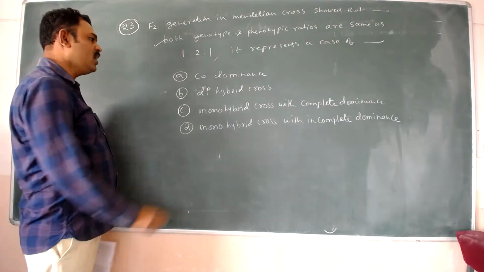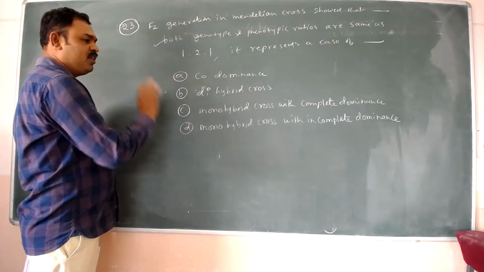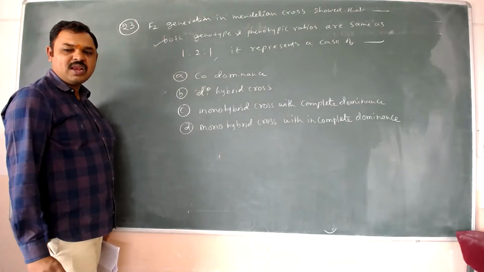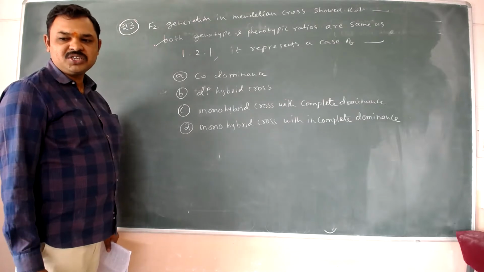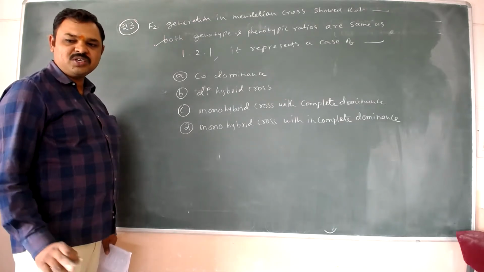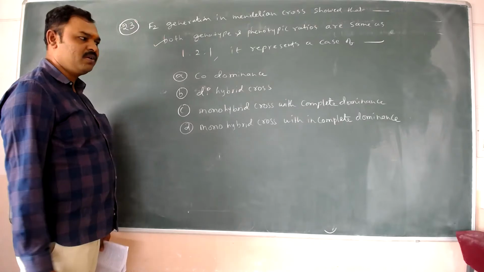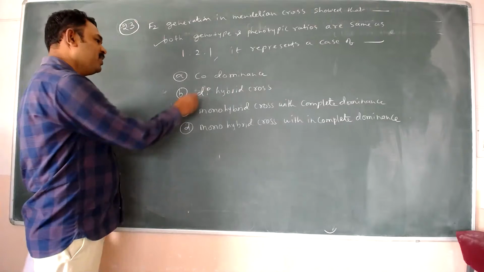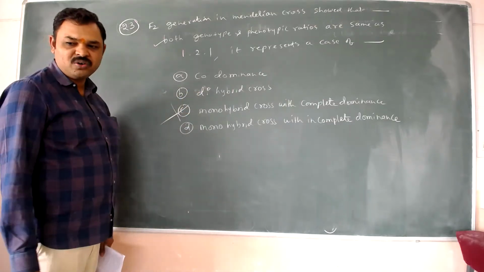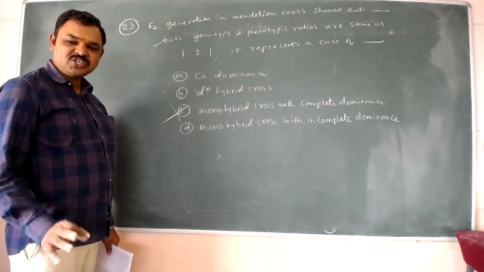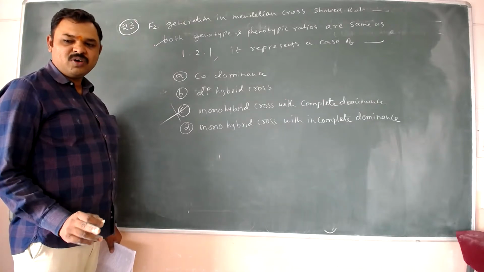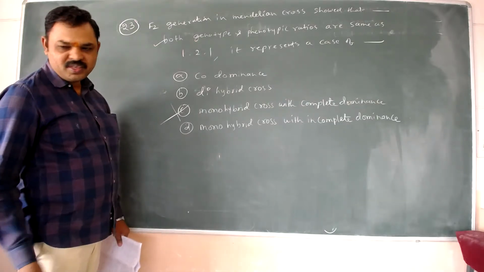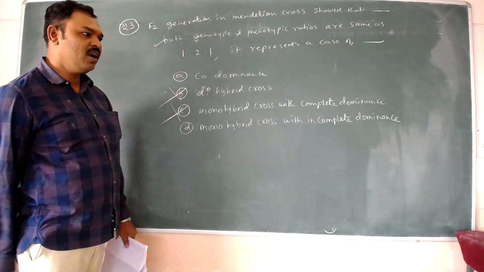You see here phenotypic ratio and genotypic ratio are both the same. Suppose the law of dominance, what is the ratio? Phenotypic ratio 3:1, genotypic ratio 1:2:1. So complete dominance is not applicable. Dihybrid cross, what is the ratio? Phenotypic ratio 9:3:3:1, genotypic ratio 1:2:1:2:4:2:1:2:1. Therefore, in a dihybrid cross the ratios are not equal.